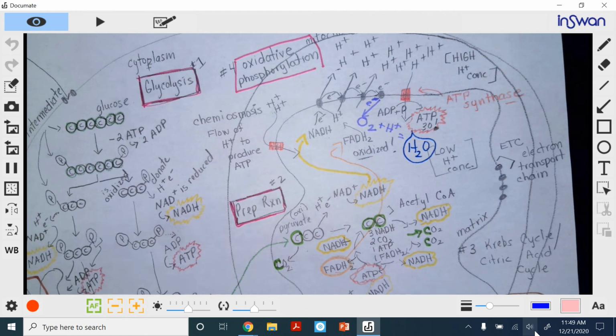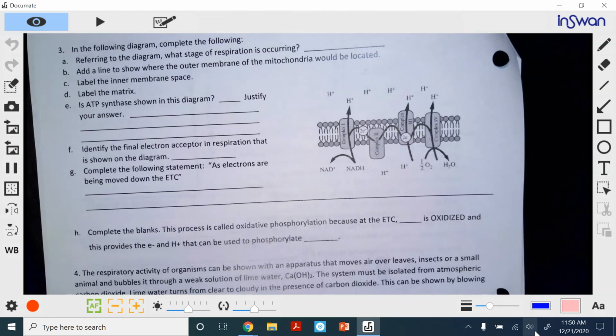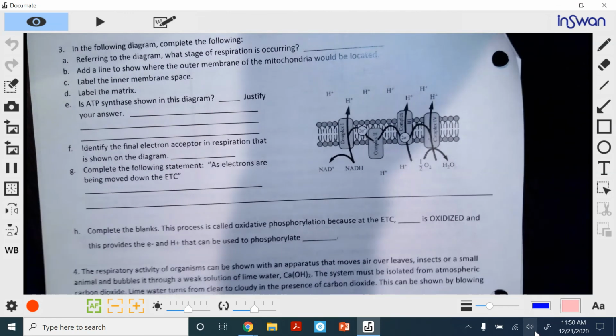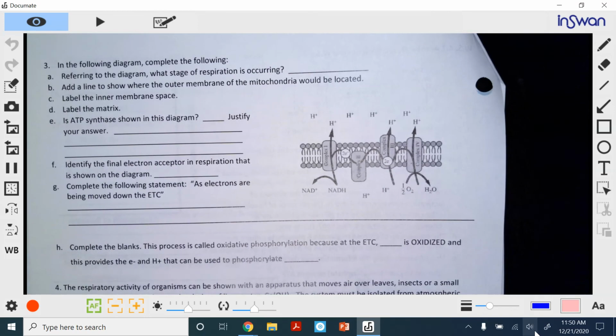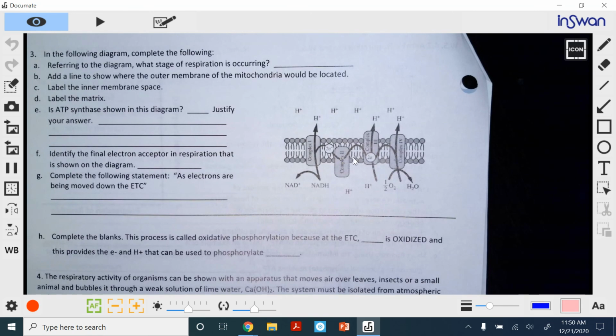All right. Let's answer some questions. We've got 11 minutes. Let's just look at this last part. This is question number 3. It's on page 2 at the top. Notice how they've drawn our 4 electron transport chain proteins. You don't have to know that there's 4. There's actually 6, but those are smaller proteins right there.